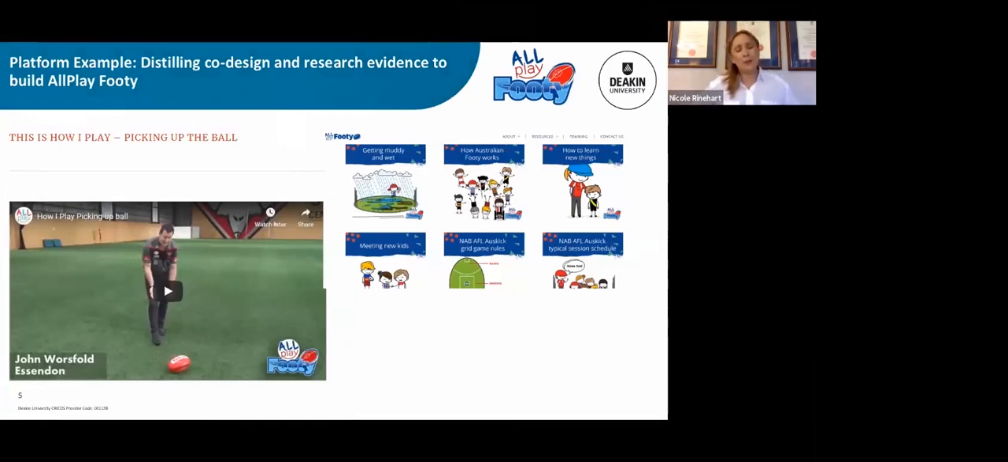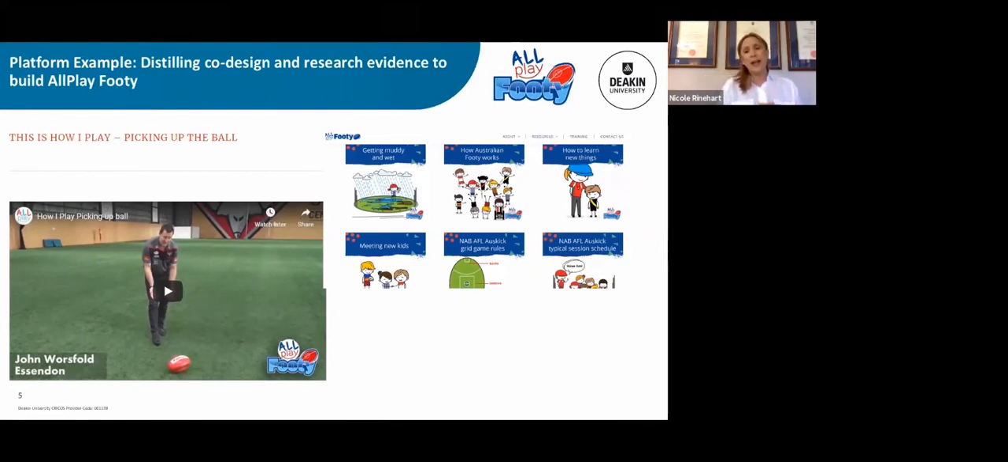Our first program is called AllPlay Footy. It started actually in 2013 when my children began playing Auskick for the very first time. And as a clinical psychologist and researcher, I was absolutely struck by the fact that there were no children with autism or other disabilities who were participating in this sport. And yet I could see the incredible benefits for the young people who were. So that started a conversation with the Australian Football League. So that's how AllPlay started.